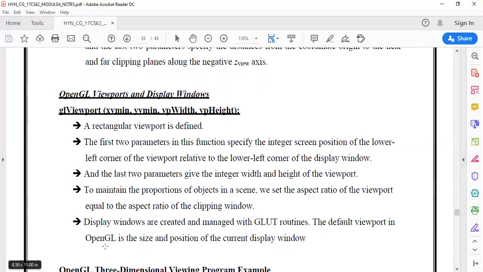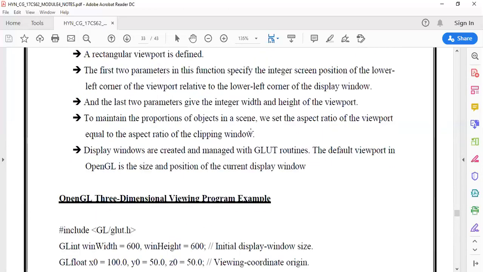The default viewport in OpenGL is the size and position of the current display window. If you have not given the viewport, then whatever is the size of your display window, the same will be your viewport. We have also seen how to make use of the viewport in your Cohen-Sutherland line clipping algorithm. So we have seen the difference between window and viewport.